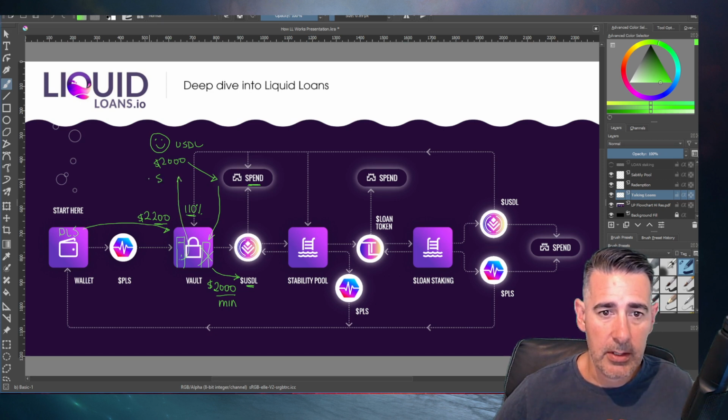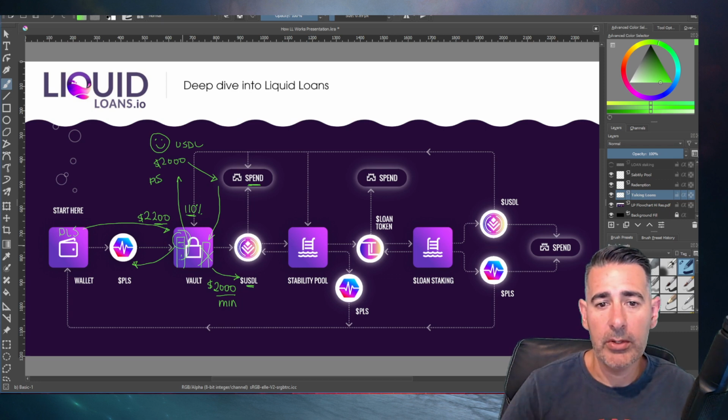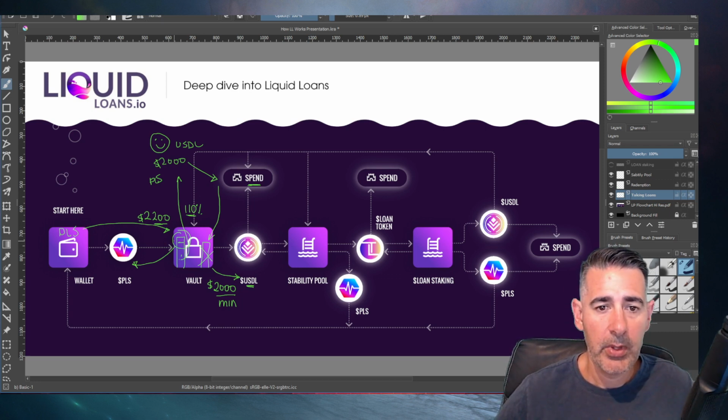So he's actually redeemed his USDL for some Pulse, and the surplus, this little extra bit here, can be claimed by the person that set up that vault in the first instance, so that anything above and beyond the actual loan amount can be claimed back by the originator.